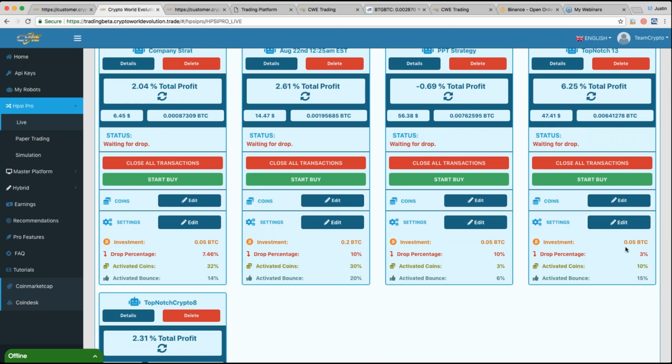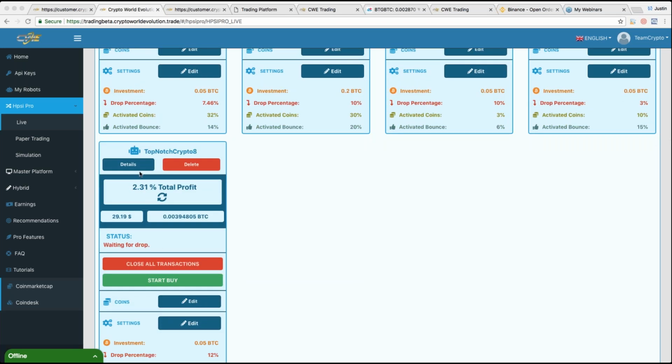Now, look at this, this is minimum. I want you all to see that these are minimum investments here, so you don't have to have a lot of Bitcoin in the bots. Okay, you see here that this is 0.05, you know, $47, 6.2%. Now this one here is a negative 0.69% profit, but it's still got $56. It's still in the good. But look at these investments. It's really minimum.